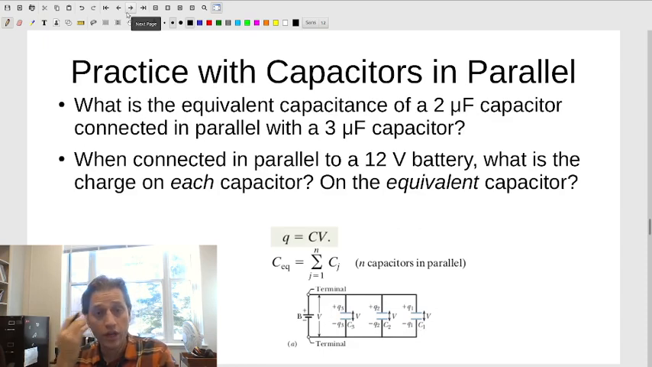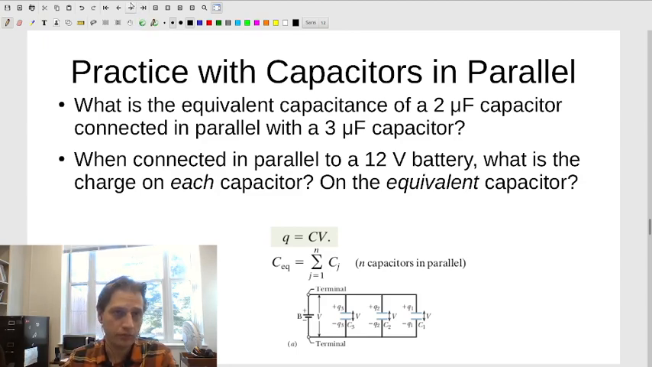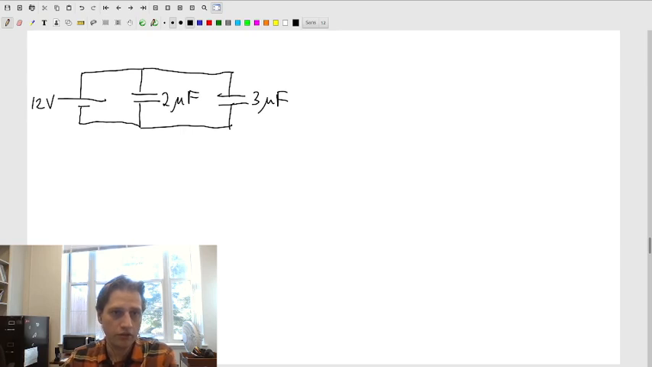And so let's go ahead and do the same sort of thing. Let's say we have a 2 microfarad and 3 microfarad capacitor. What's the equivalent capacitance? And what is the charge on each capacitor and on the equivalent capacitor? Okay, so I've drawn the picture here. You've got a 12 volt battery, long line, short line. You have a 2 microfarad capacitor and a 3 microfarad capacitor.